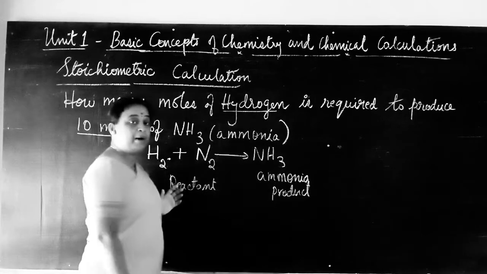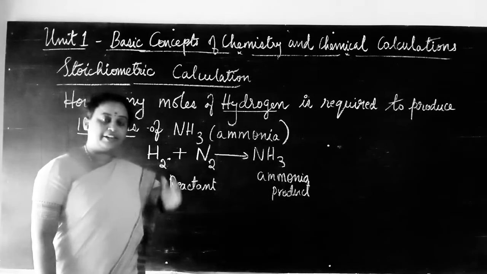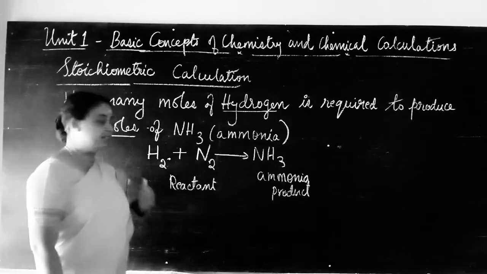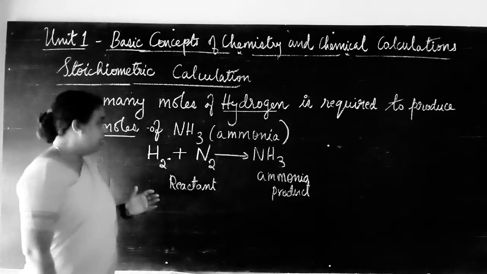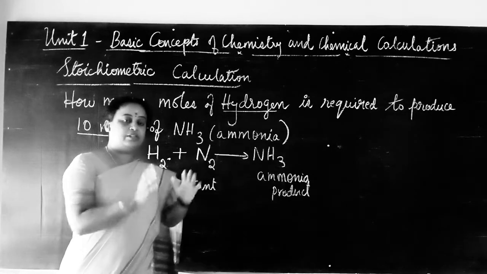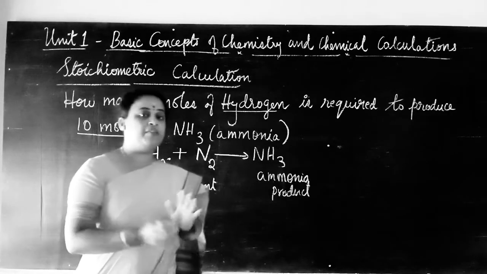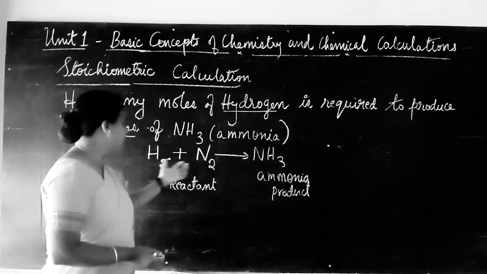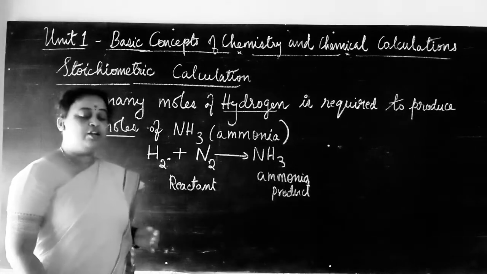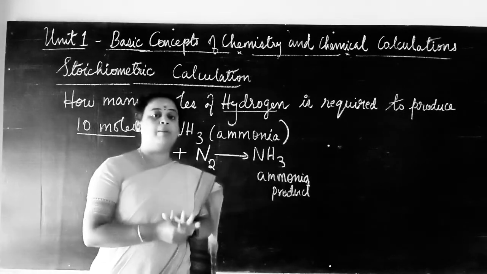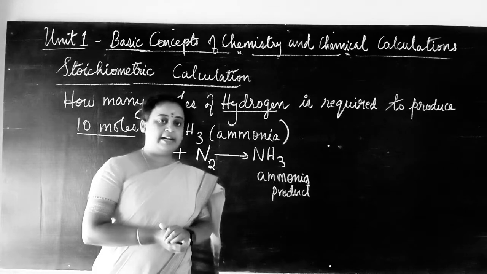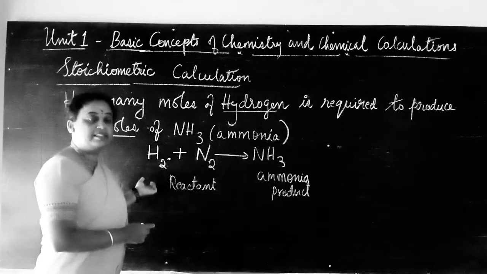So now we have to balance this chemical reaction. How to balance it? For balancing both sides of the reaction, the left hand side as well as the right hand side, the number of atoms of each element should be equal. If it is not equal, we should make it equal by balancing it. Let us see how the balancing is done here.